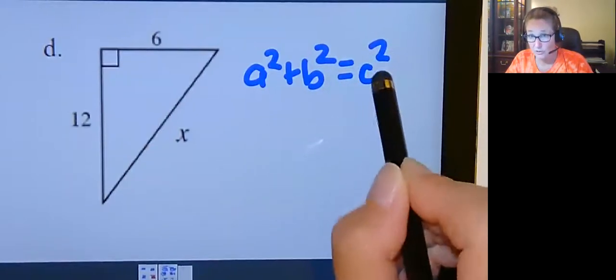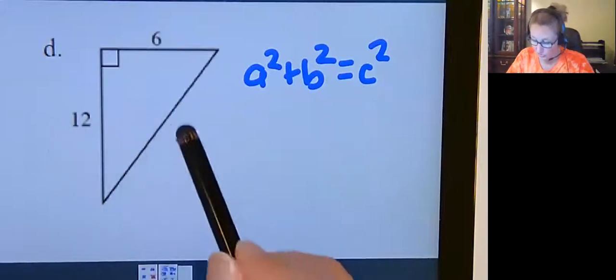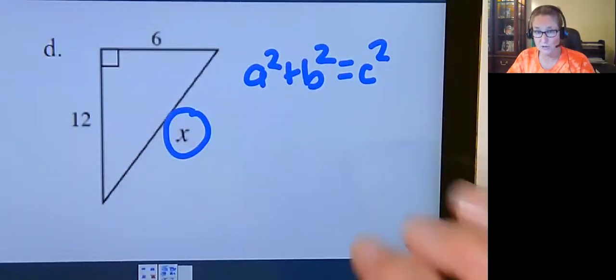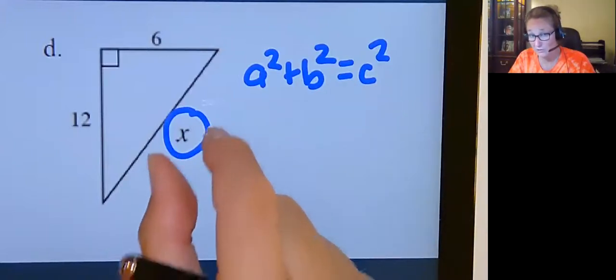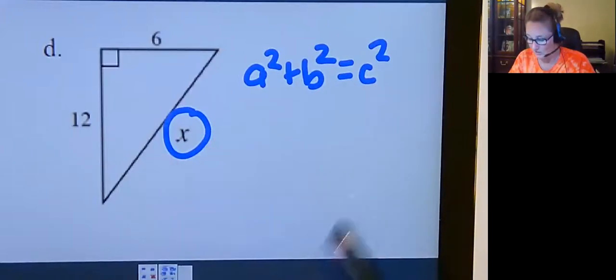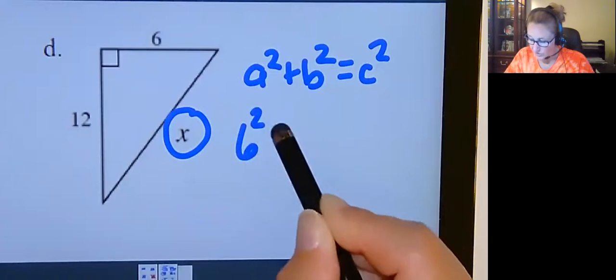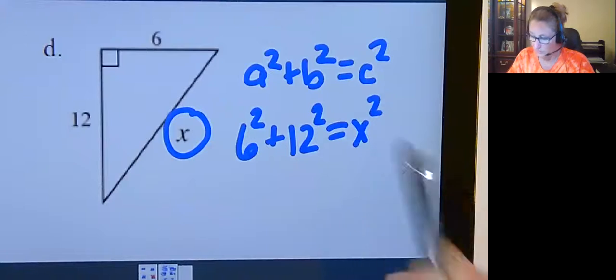C squared is always your hypotenuse, always, always, always. What I like to do is I like to look at my picture and circle my hypotenuse so I always pay attention. A lot of times people automatically try to put their x here. In this case, it happens to be the right spot because it's your hypotenuse, but it's not always. So I like to circle it to focus myself. 6 squared plus 12 squared equals x squared.